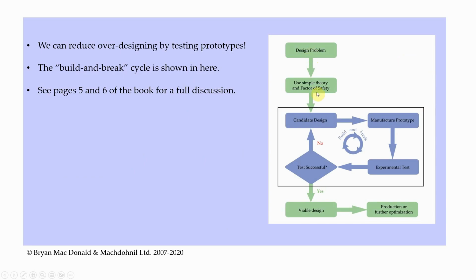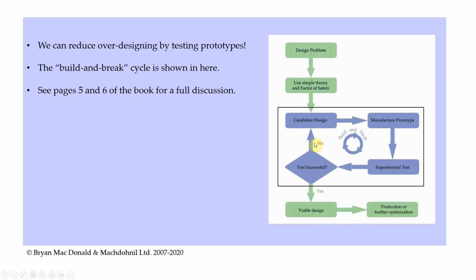We use our simple theory as before with the factor of safety, and we get what we call a candidate design. So we have that candidate design, and we make a prototype of that design. Then we do an experimental test on that prototype, and we see if it passes that test. If the test is successful, we've got a viable design and we can maybe go into production with that product, or we can do some further optimization on it if we want.